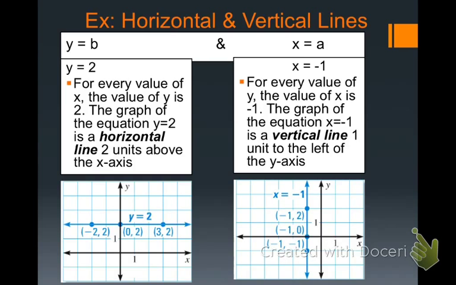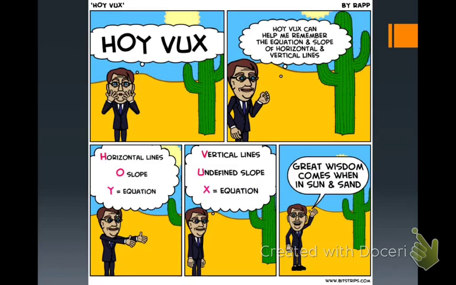So to help you remember that is this acronym called HOIVUX. We'll talk more later about what that middle thing stands for, but for now, this should help you remember that horizontal lines have a y = equation and vertical lines have an x = equation. And that's it for this section.